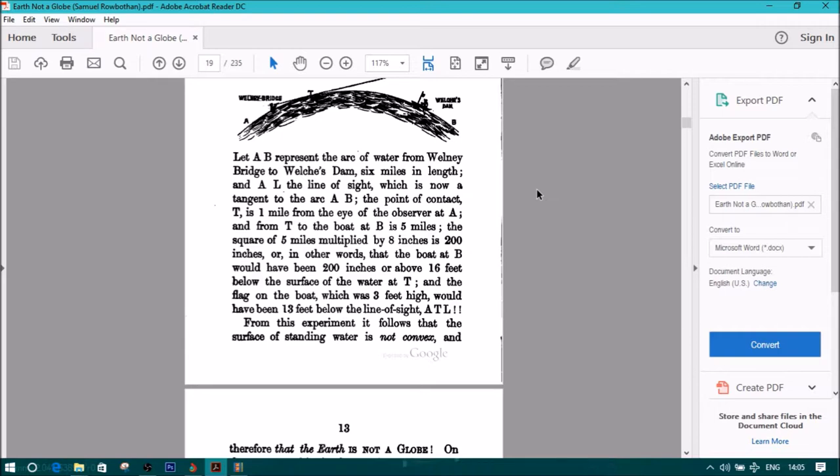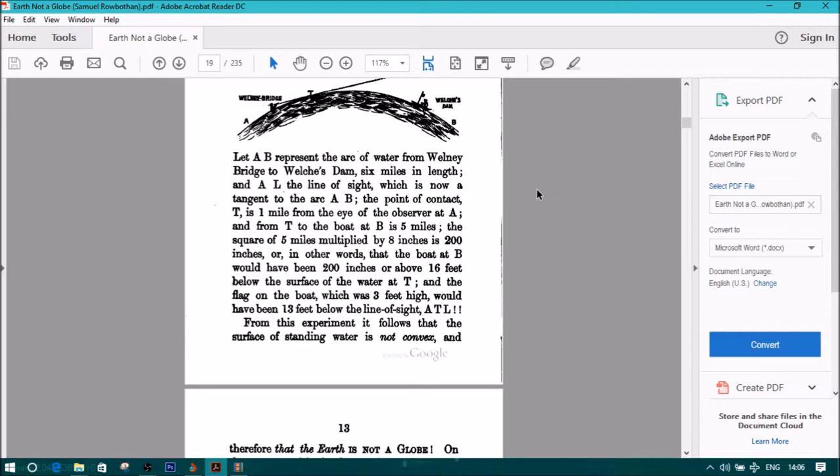The square of 5 miles multiplied by 8 inches is 200 inches; in other words, the boat at B would have been 200 inches, or above 16 feet, below the surface of the water at T. And the flag on the boat, which was 3 feet high, would have been 13 feet below the line of sight at ATL. From this experiment, it follows that the surface of standing water is not convex, and therefore that the Earth is not a globe.